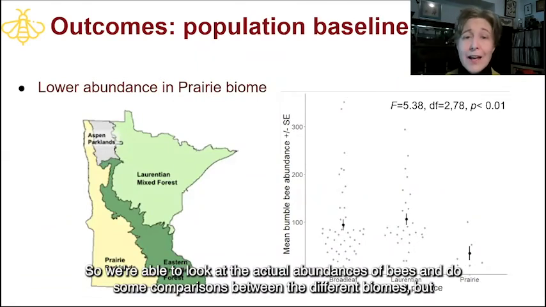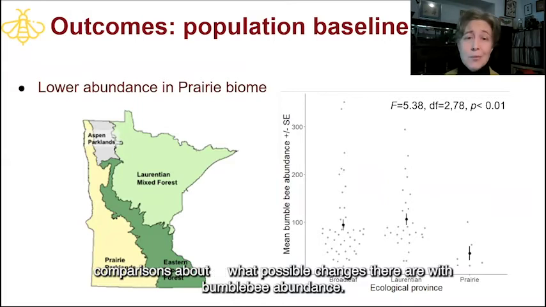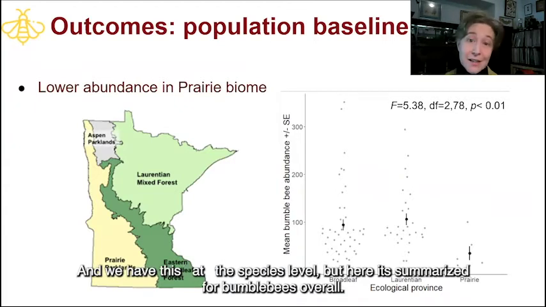So we're able to look at actual abundances of bees and do some comparisons between the different biomes. But also the hope is that we can repeat these methods in the future and be able to make comparisons about what possible changes there are with bumblebee abundance. And we have this at the species level, though here it's summarized just bumblebees overall.